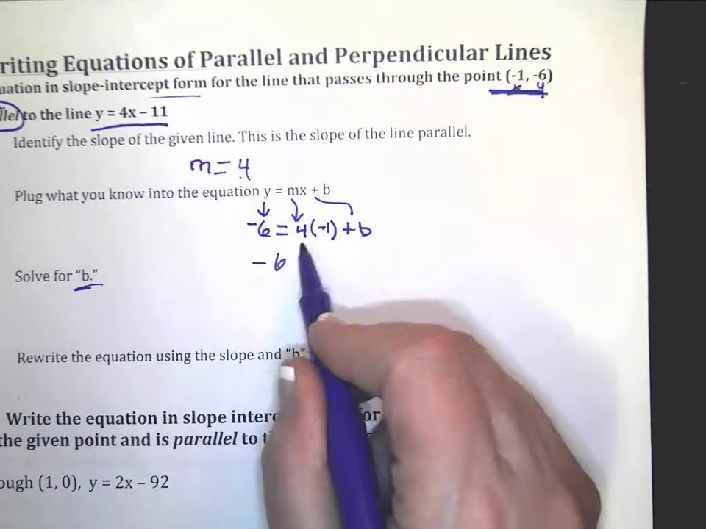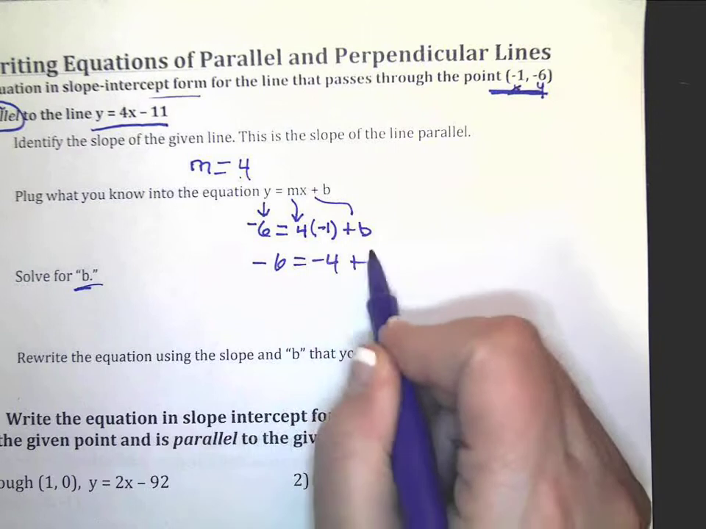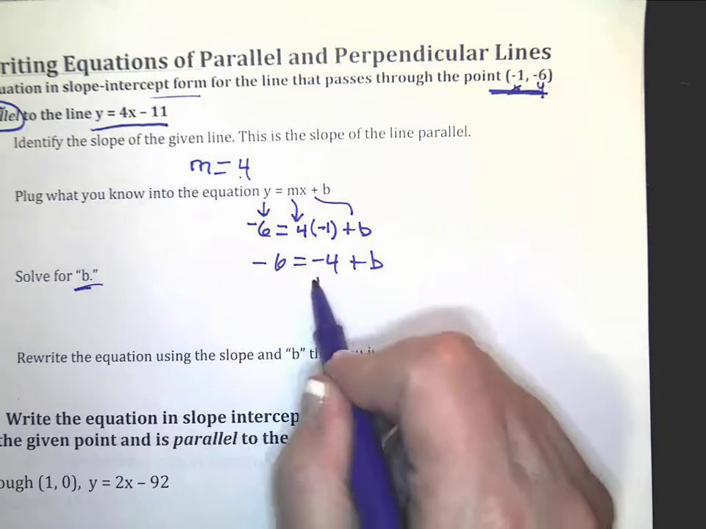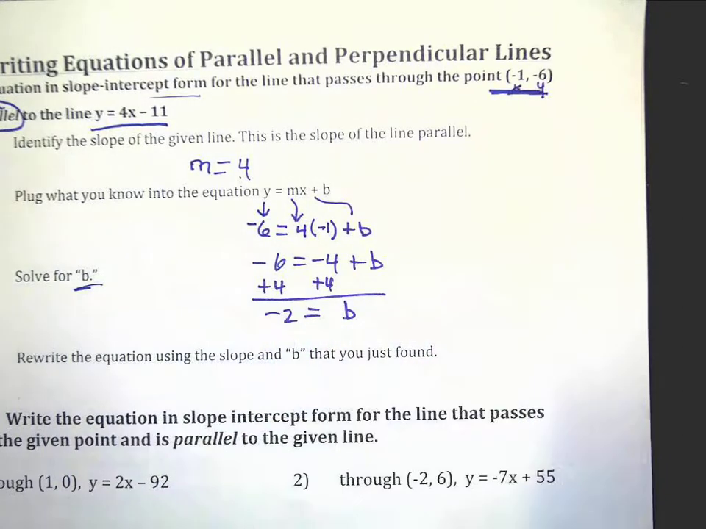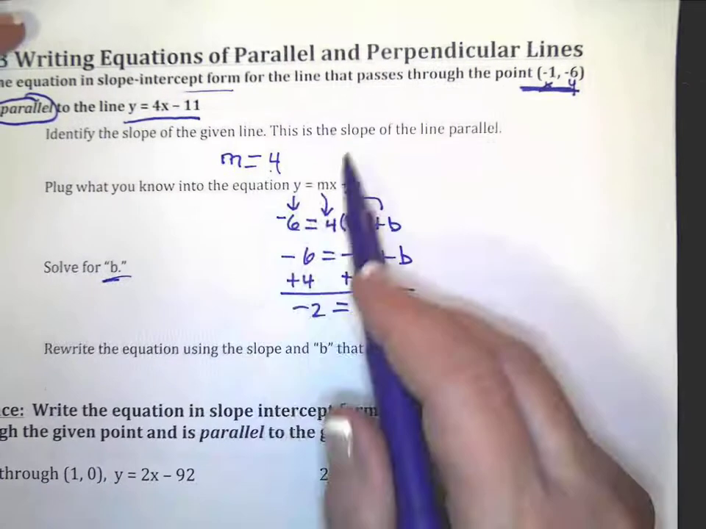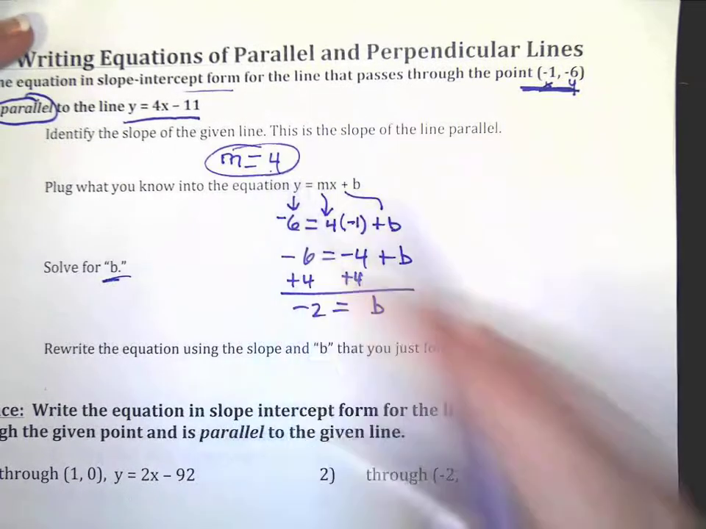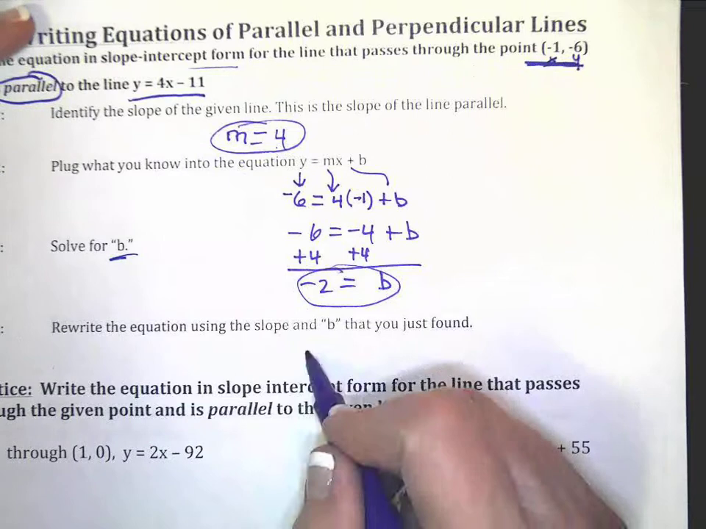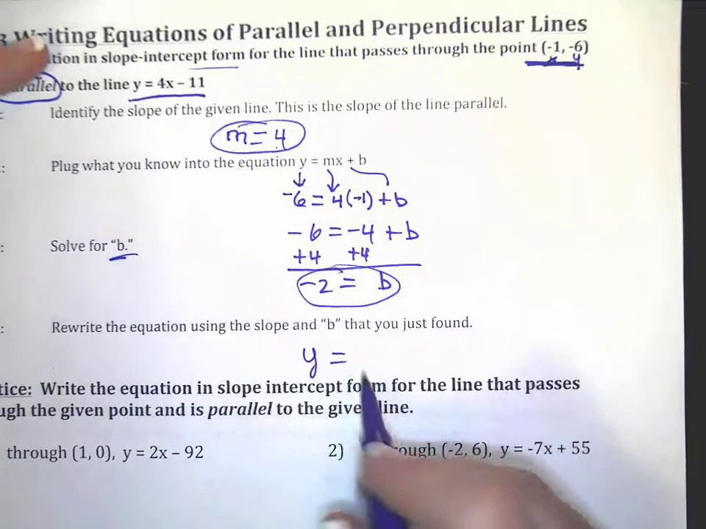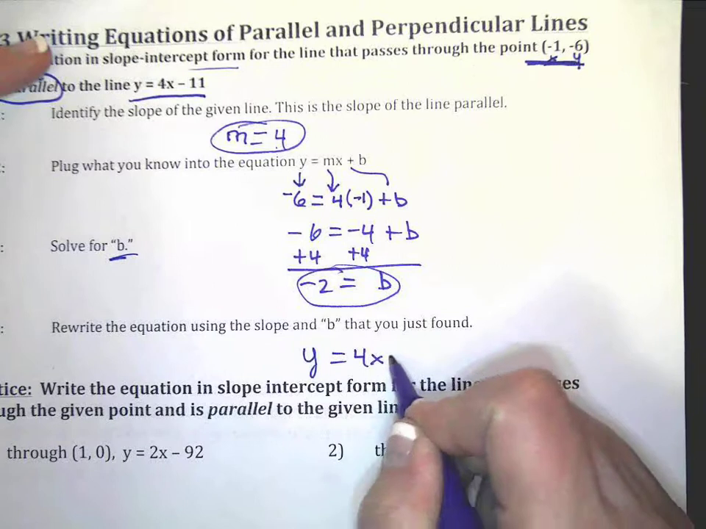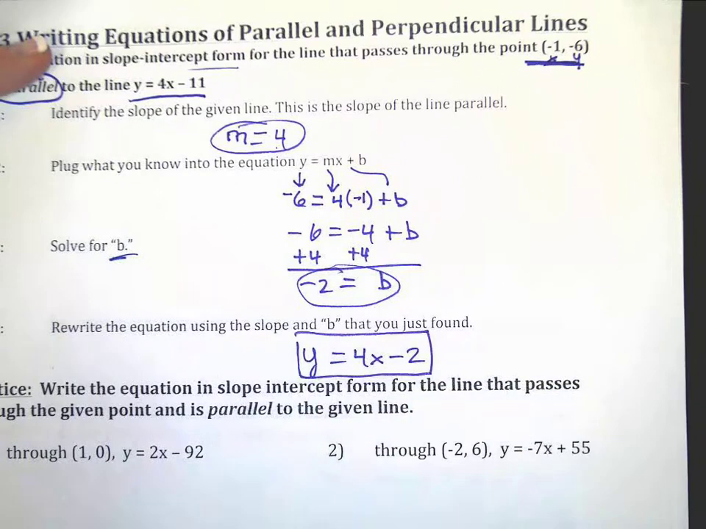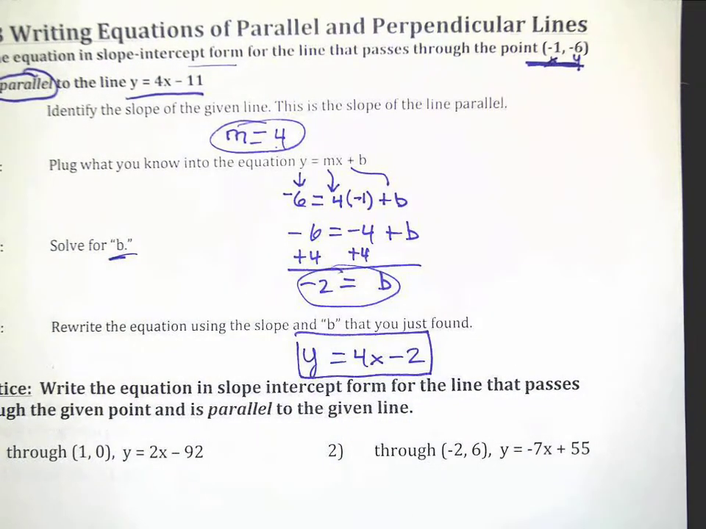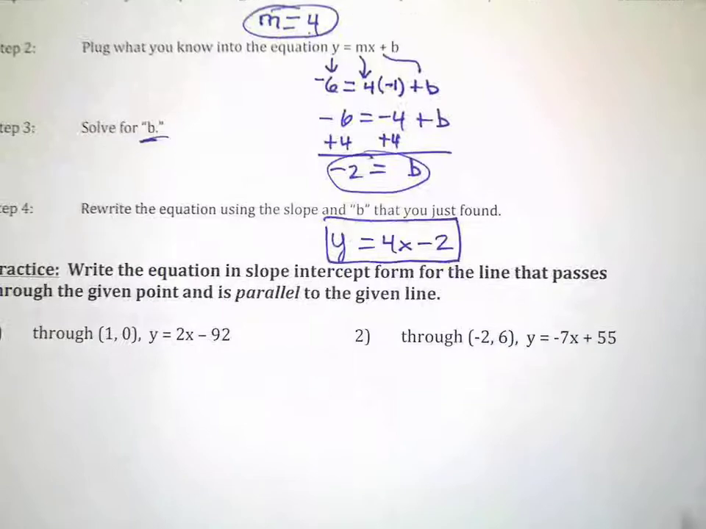So multiply 4 and -1 together to get -4. Add 4 to both sides. And we get b is equal to -2. So now we have the 2 pieces of information we need to write the equation of our line. We have the slope and we have the y-intercept. So our answer will be y equals 4x minus 2, where 4 we got from the slope and -2 was the y-intercept. Okay, let's go ahead and follow these same steps and work 1 through 4.